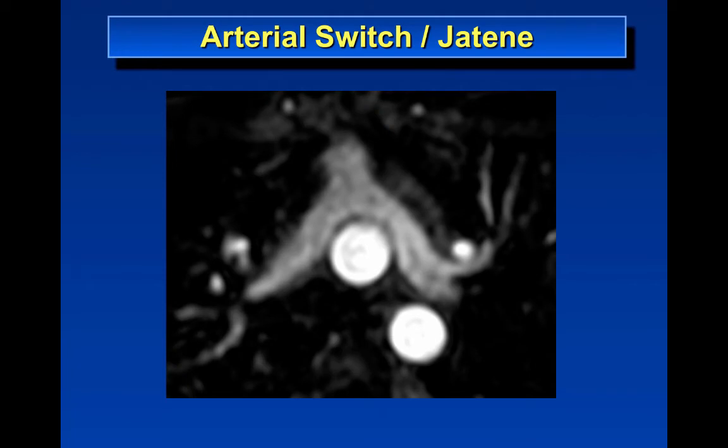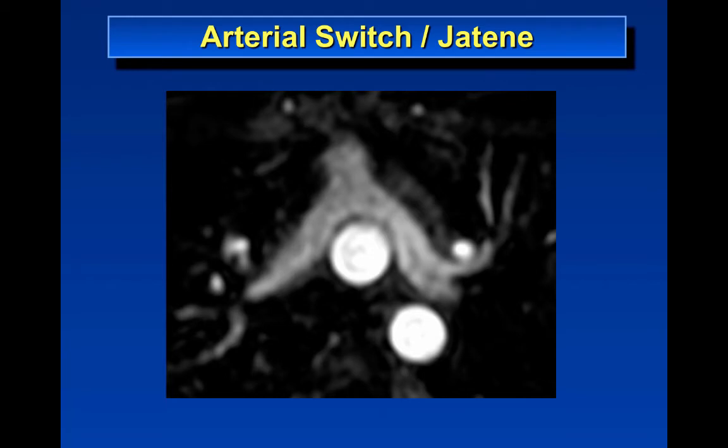Now, the more modern type of surgery, which is an arterial switch or Jatene procedure, has been around for about 25 years, or approximately that. So patients who are younger than that age will probably have had a Jatene. Older patients will have had a Mustard or Senning procedure.